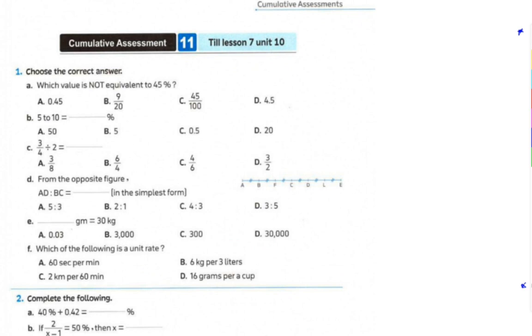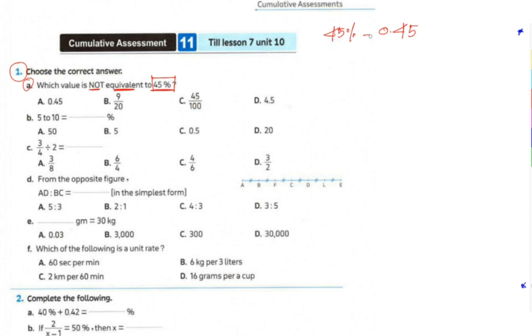Question number 1, choose the correct answer. First point A, which value is not equivalent to 45%? We must note that it is not equivalent. So which value A, B, C, D is not equivalent? So I have 45% and here we have 4500. That's the same.